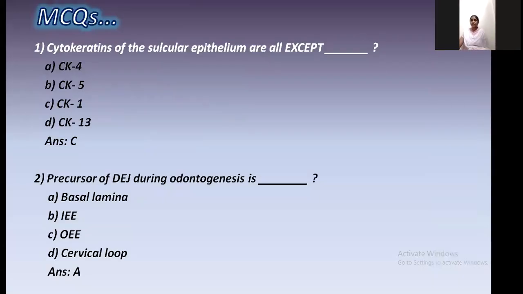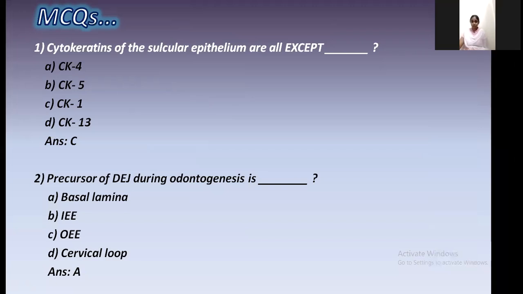Cytokeratins of the sulcular epithelium are all except. Answer is option C. Except for option C, all other cytokeratins are present in the sulcular epithelium. If you go back, kindly refer to what all cytokeratins are present in the sulcular epithelium.